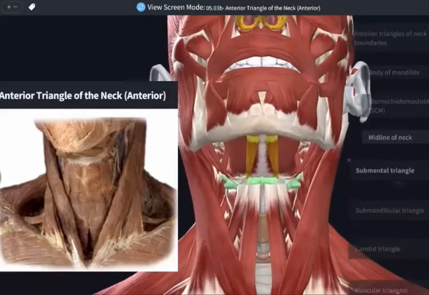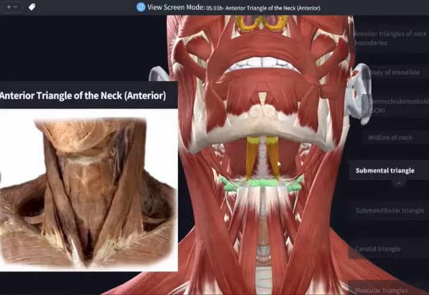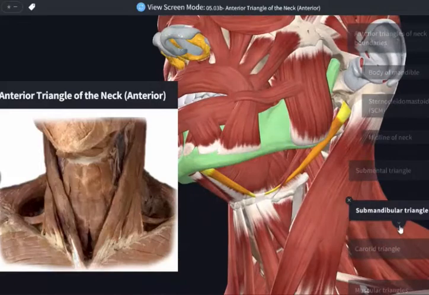Then you have your submental triangle. Remember, this is the only one that is not paired. It actually really does look a little bit like a triangle between the two digastrics and the hyoid bone. Then you have the submandibular triangle. As you can see here, your anterior and posterior belly of the digastric.